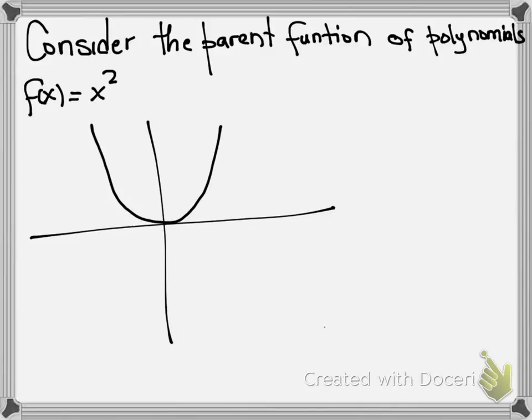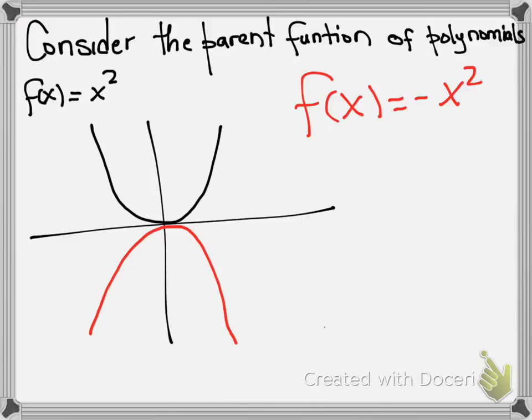Now, if we look at f of x equals negative x squared, what happens as x approaches positive infinity? y approaches negative infinity. Similarly, as x approaches negative infinity, y also approaches negative infinity. That's how the graph behaves.